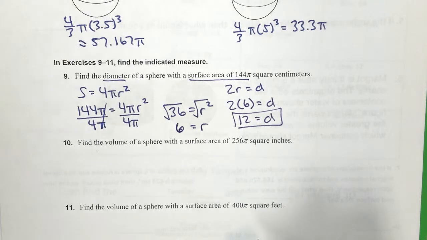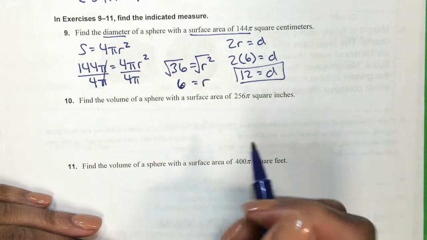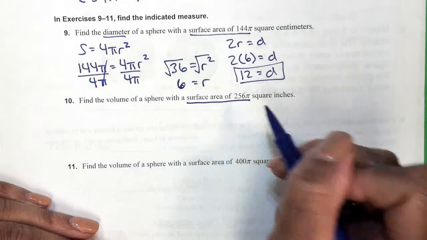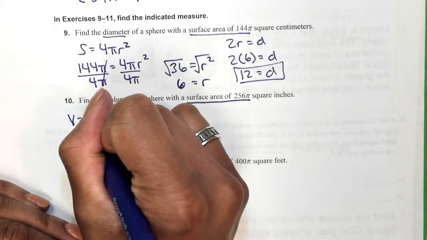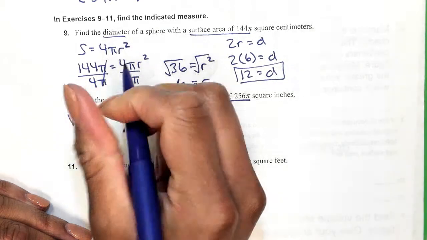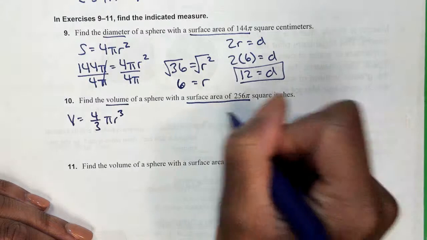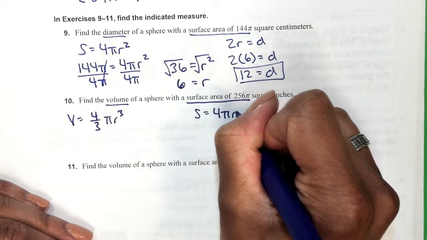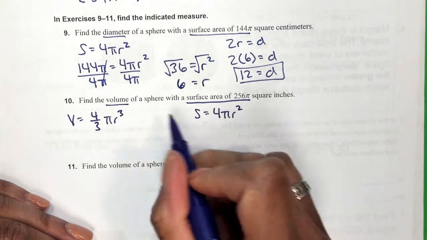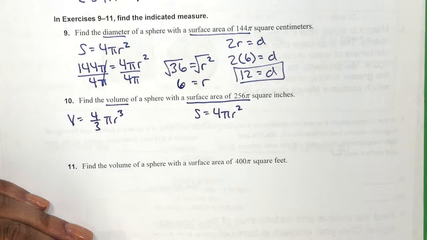Our next question, number 10, says find the volume of a sphere with a surface area of 256 pi. So we have the volume of the sphere. Volume, remember, is 4/3 pi r cubed. And then the surface area is given. We know that one is 4 pi r squared. But we need r. That's the one thing that these two have in common. So if we solve for r, then we can find volume.